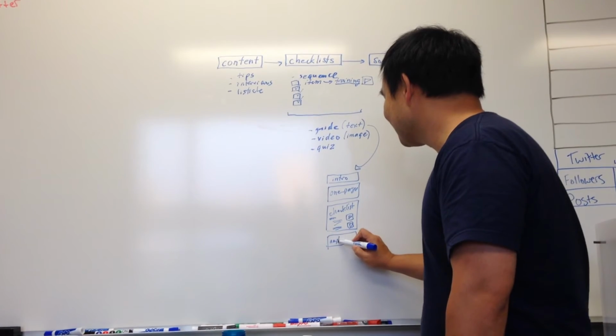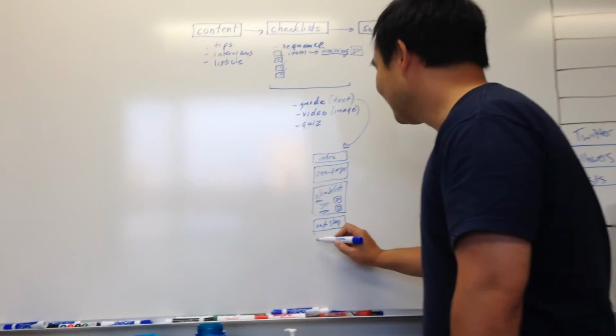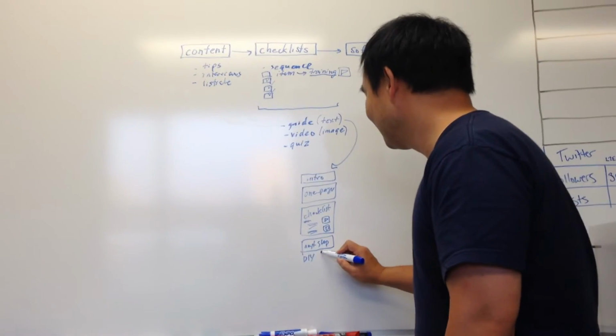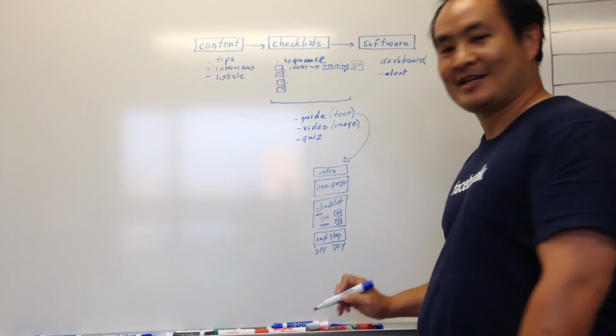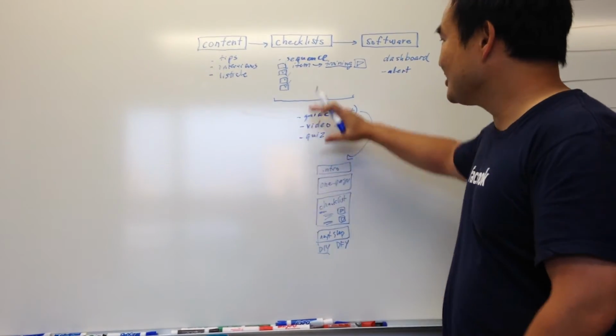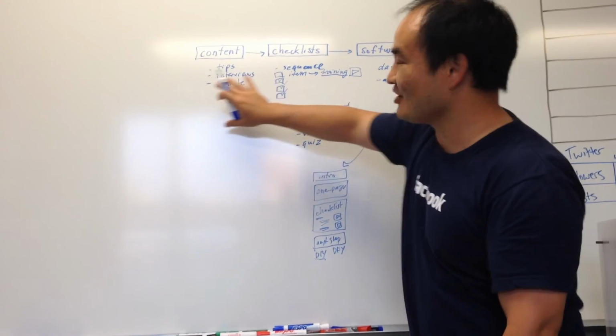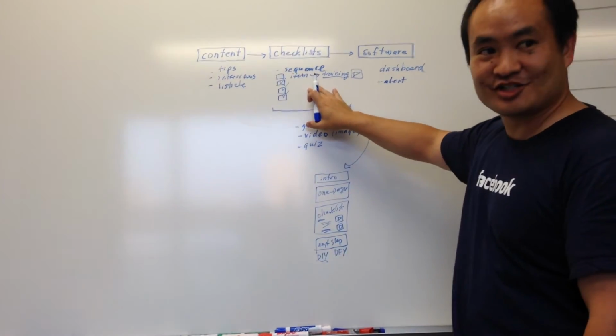And then you have the next step. The next step, there's 2 kinds. There's do it yourself and there's done for you. Do it yourself means, hey, I just shared my knowledge based on all this experience, all the articles that I've written about this, funnel into this checklist, right?